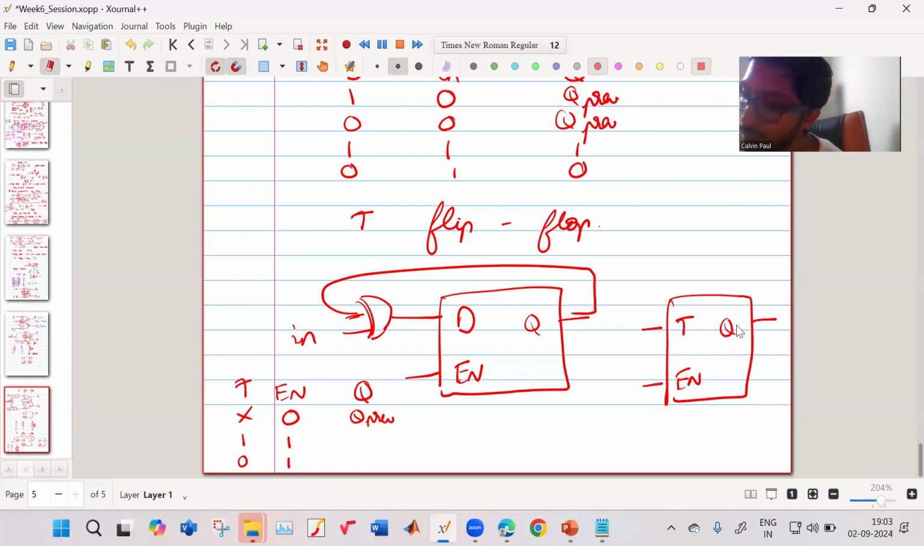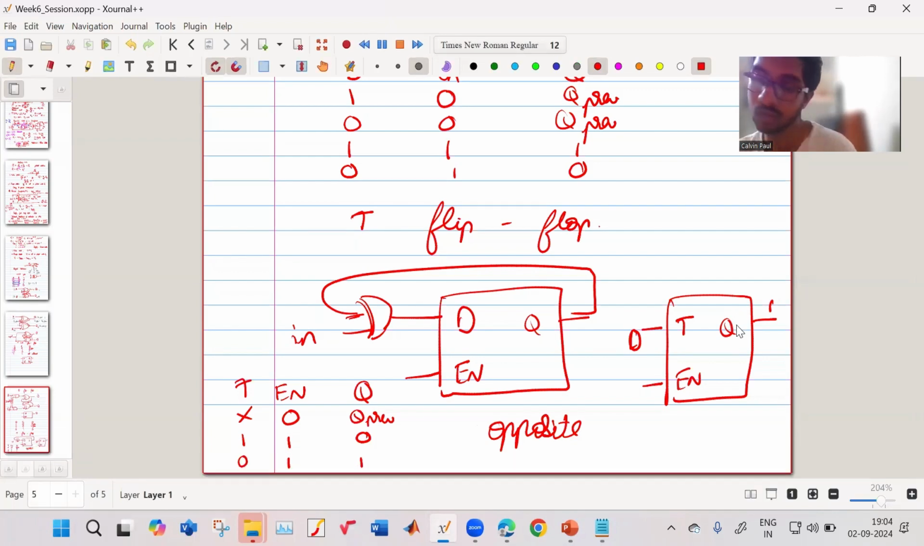If T is 1, your output Q will be 0. And if T is 0, your output will be 1. So it is flipped. It is made opposite. Okay, T flip-flop is made opposite. If your input is 1, your output will be 0. If your input is 0, your output will be made 1. Okay. So this is regarding flip-flops.